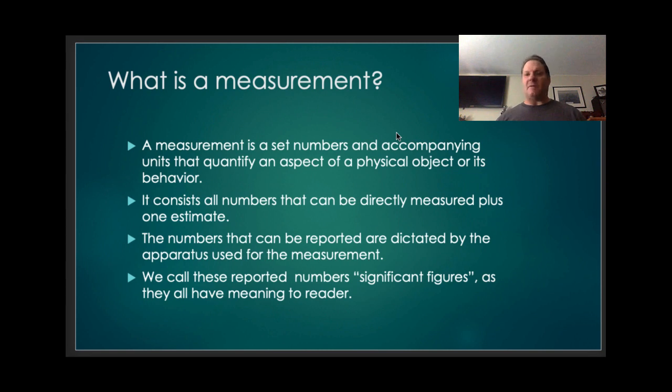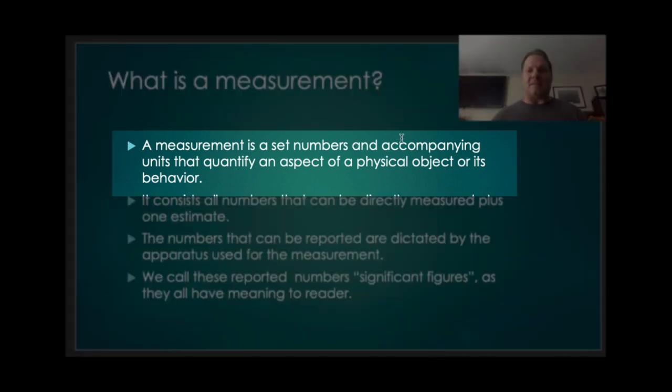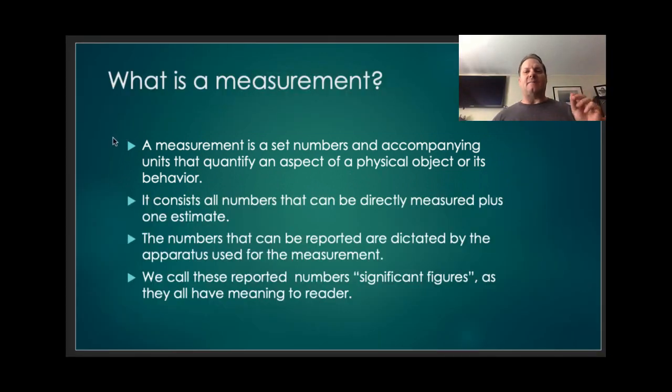So what does it mean to be a measurement? A measurement is a set of numbers and accompanying units that quantify an aspect of a physical object or its behavior. So it has numbers and units. I'm sure you've had teachers say, hey, you need to show your units. Am I one of those teachers? Yes, of course, because I'm a science teacher. To say that I am 75 doesn't tell you anything, right? I could say I'm 75 kilograms of mass, and all of a sudden you know what I'm talking about. So it's got to have the numbers and the units.